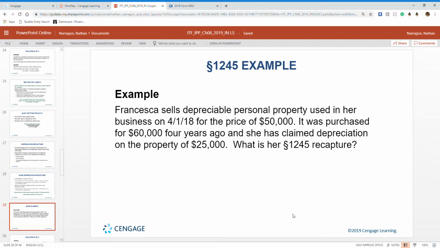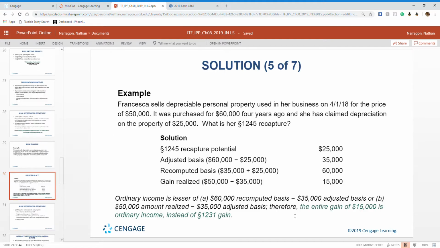What is her section 1245 recapture? Okay, so when we look at this, the section 1245 recapture potential is going to be the depreciation, $25,000, because that's her complete depreciation she's done. So that's all we could actually throw back in.